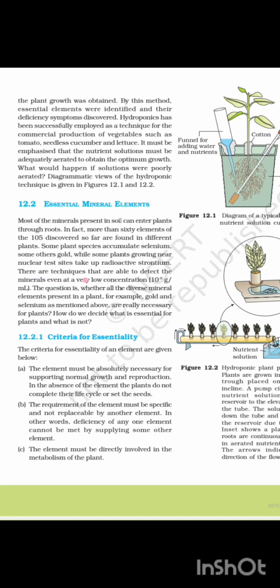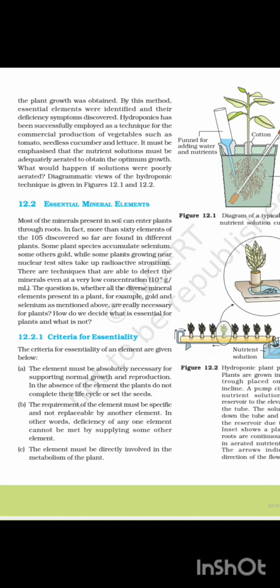There are techniques that are able to detect the minerals even at very low concentration, 10 to the power 8 gram per milliliter. The question is whether all the diverse mineral elements in a plant, for example gold and selenium as mentioned above, are really necessary for the plant. How do we decide what is essential for a plant and what is not?